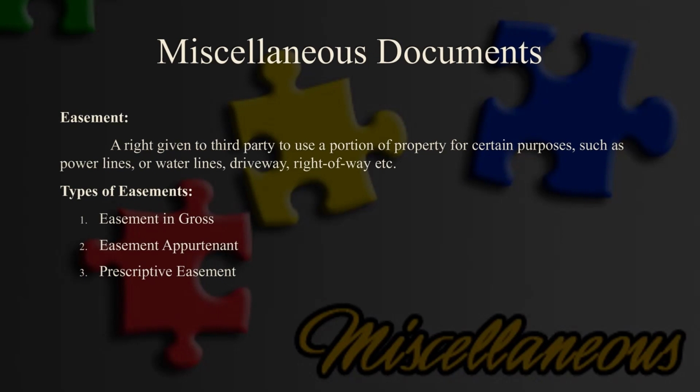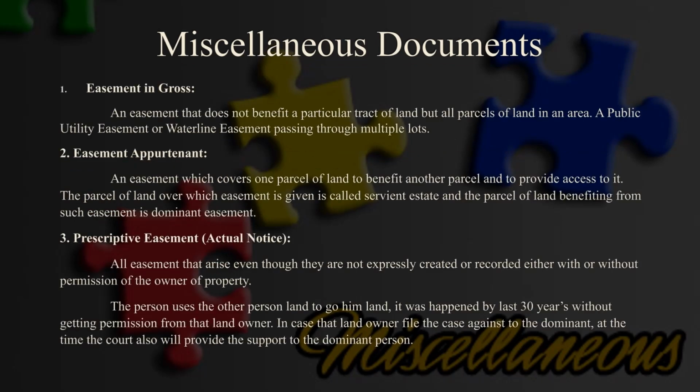First one is easement in gross. Second one is easement appurtenant. Third one is prescriptive easement. Let us discuss one by one. First easement type is easement in gross.